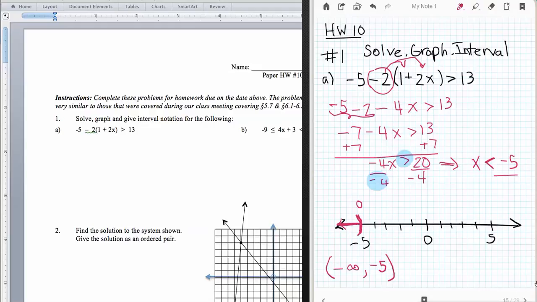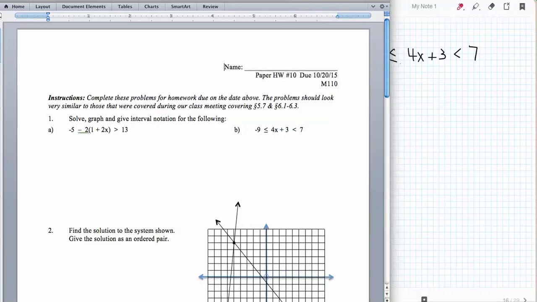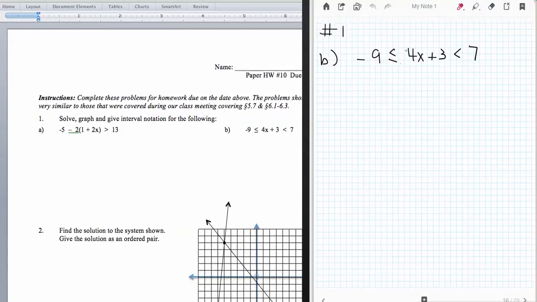All right, moving on to the second part of this problem. This one is a compound inequality. And this compound inequality, remember, is actually 2 problems. One problem from here this way, and one problem from here this way. But we can solve them simultaneously. So I'm going to go ahead and do that simultaneously by thinking about what I have to do to get the x alone in the middle.